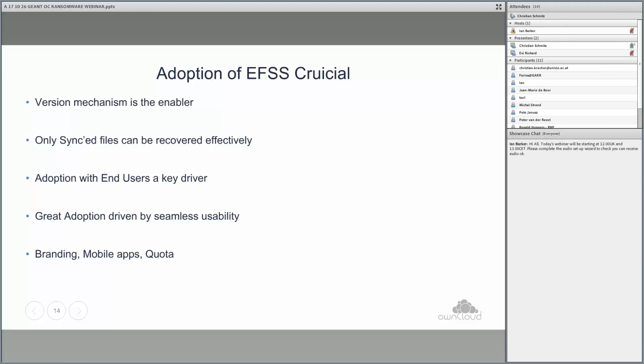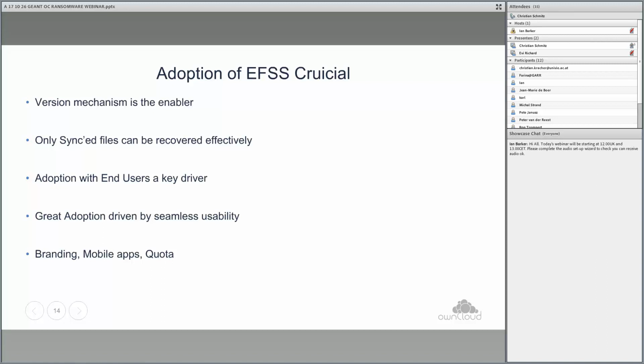We believe it's crucial because only users that actually use the OwnCloud solution will be able to recover data. If they don't synchronize data constantly, it's not possible to recover the data. So when the file firewall cannot intercept any malicious encryption activity, the version mechanism in the end is the enabler of data recovery. Only the synchronized file can be recovered, and adoption is a key driver to successful recovery.